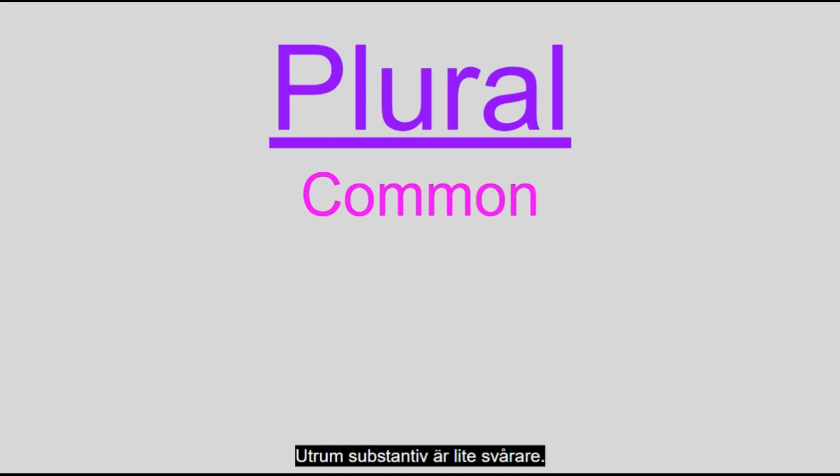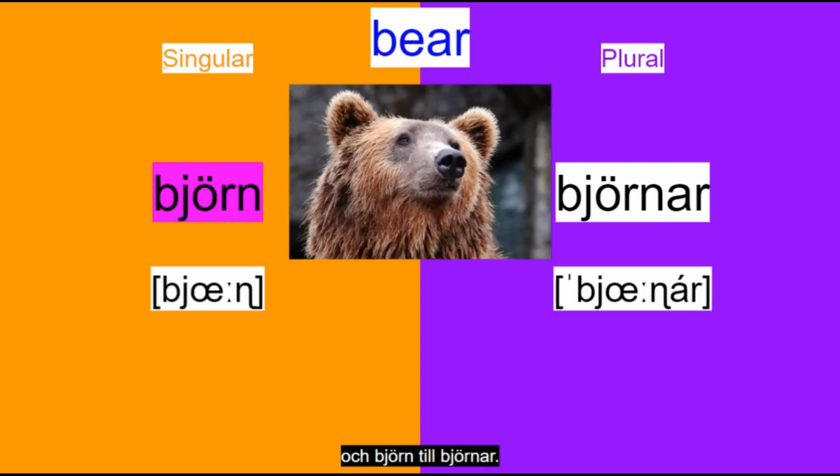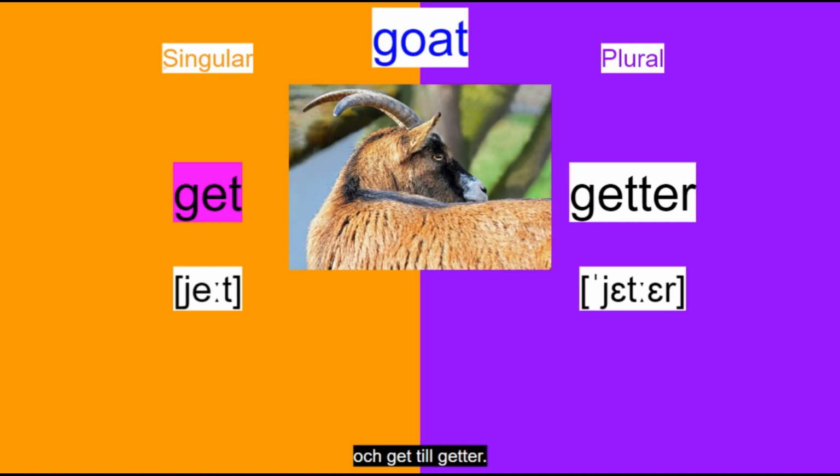Common nouns are a bit harder. Most of them pluralize with the suffix -ar, like spår to spårar and björn to björnar. However, some of them pluralize instead with -er, and this is random. Examples are katt to katter and get to getter.